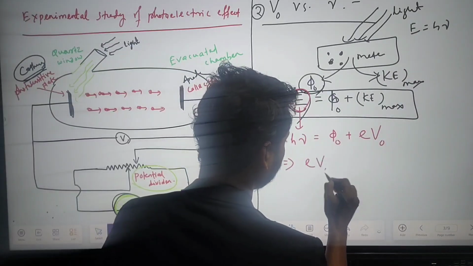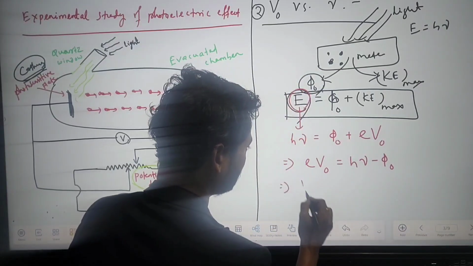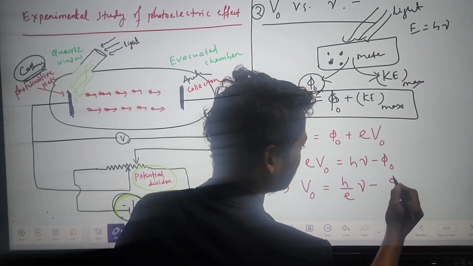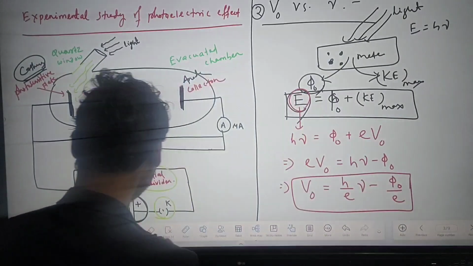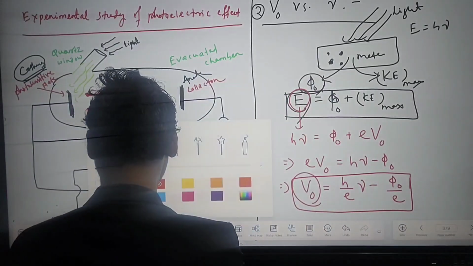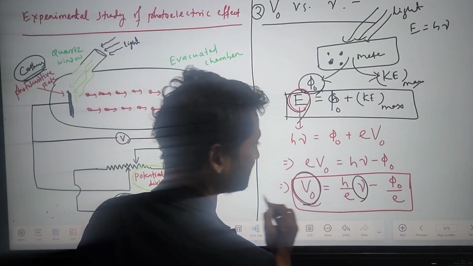We can write eV naught is equal to h nu minus phi naught. So what is V naught? V naught is h by e into nu minus phi naught by e. That is your standard expression. So here we can get V naught, which is called stopping potential, and nu is the frequency of incident radiation.